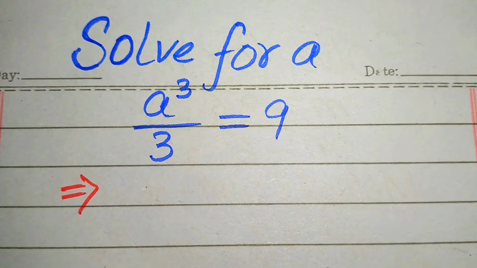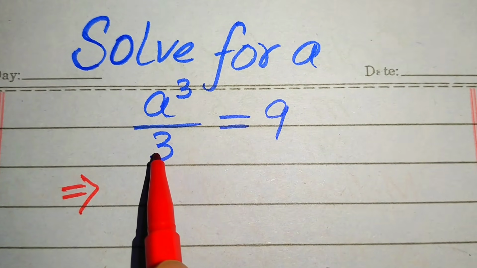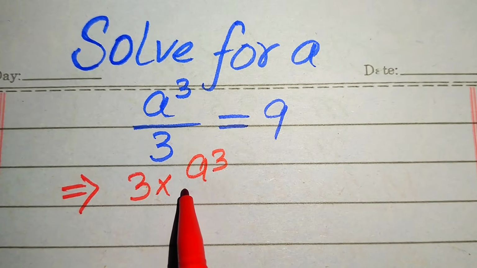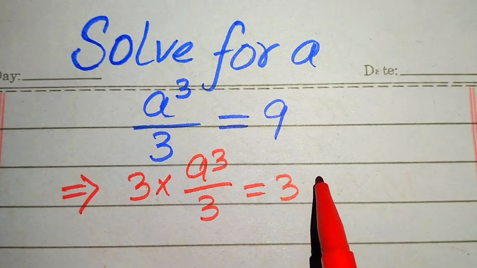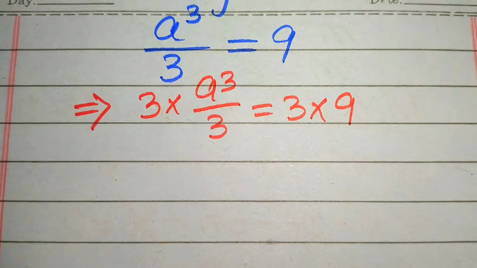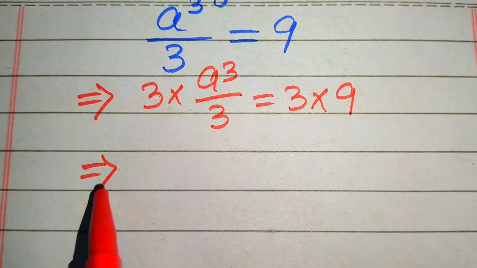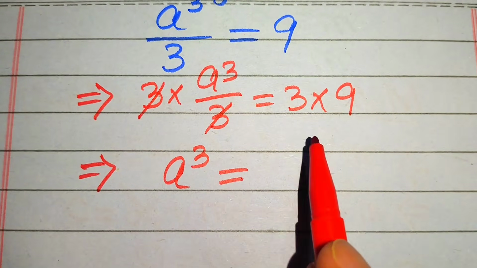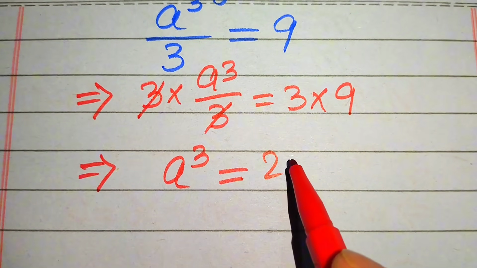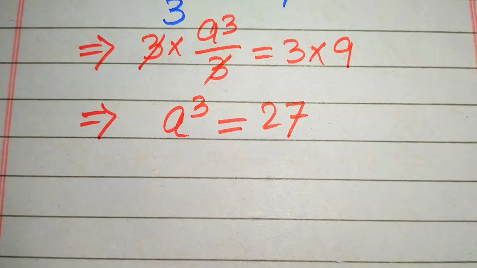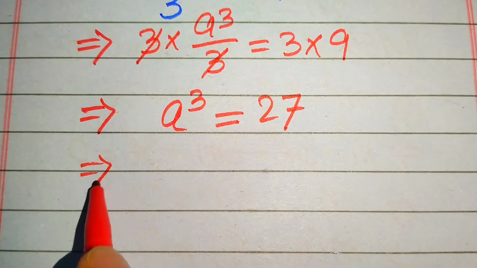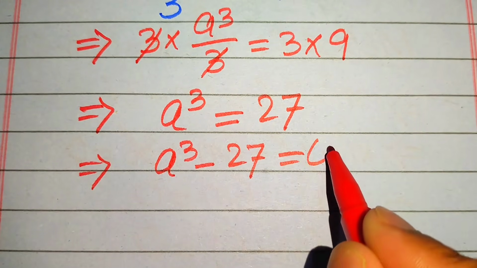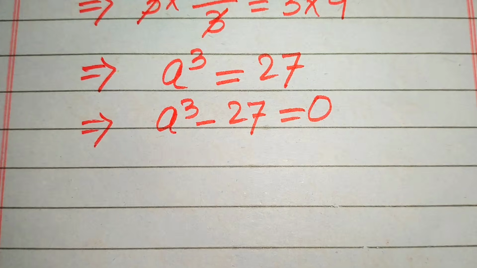The very first thing we are going to do is remove this fraction from the left hand side, and for this we will multiply both sides by 3. In the left hand side, these 3 and these 3 are gone, and we obtain a cubed equals to 3 times 9, which becomes 27. Further, we move the term 27 from the right hand side to the left hand side, and we get a cubed minus 27, and this whole equation is equal to 0.